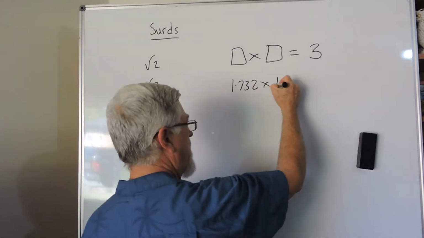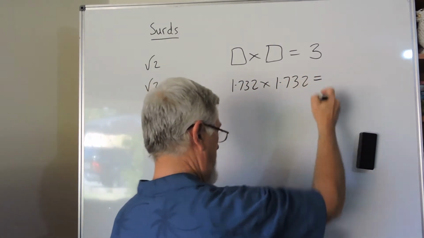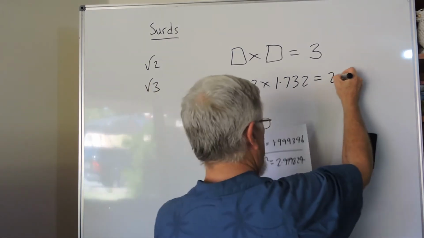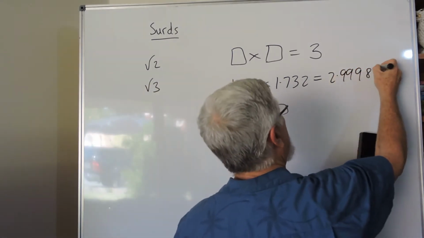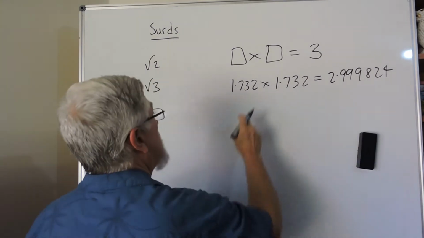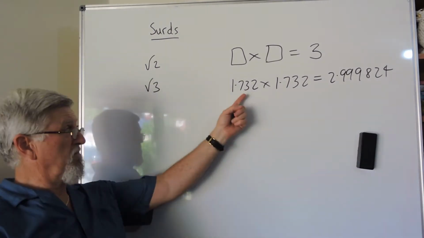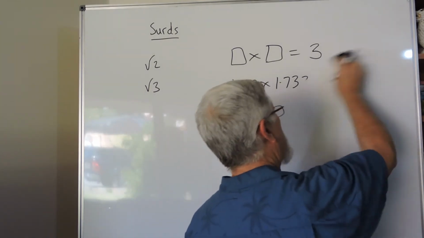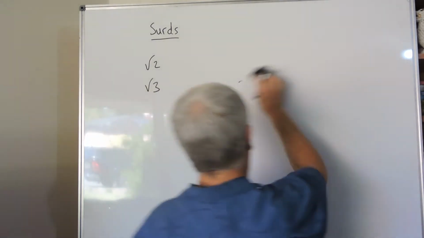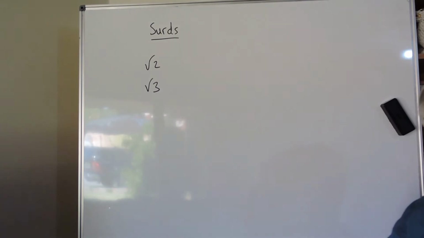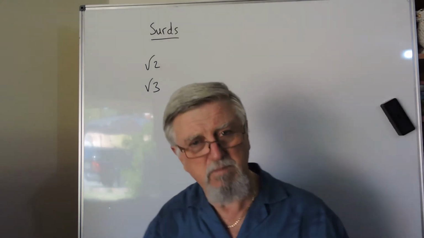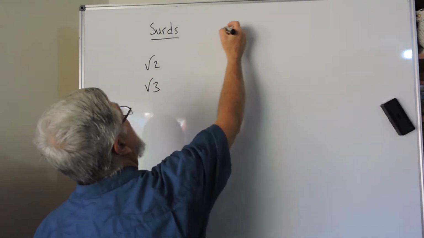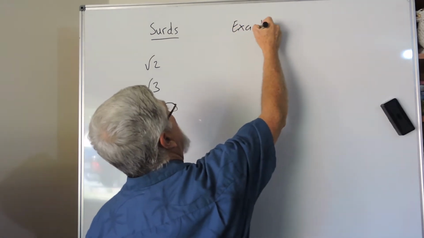And if I multiply that by itself, I end up with 2.999824. So this number is an approximation for what that is. But the surd is not the approximation. The surd is learning the rules about what I can do with these things when I don't want them as an approximation, but as exact values.